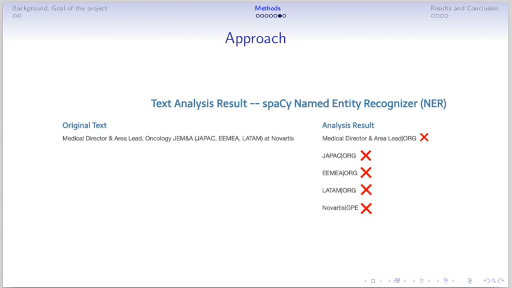Here we see an example. If we apply the pre-trained models of SPACY to the sentence that we have seen before, none of the entities that we are looking for will be identified correctly.